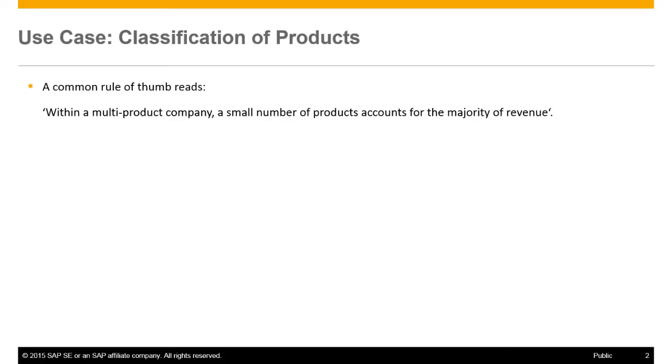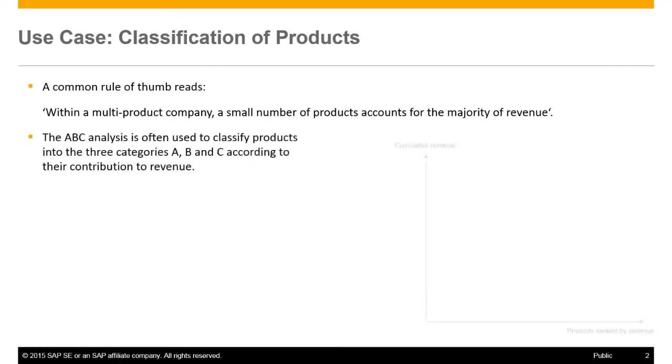A common rule of thumb in business says, within a multi-product company, a small proportion of products accounts for a majority of revenue. Therefore, companies have a need to classify the products according to their significance. The ABC analysis is an often used approach to do that. It classifies the products into the categories A, B, and C according to the revenue contribution of each product.